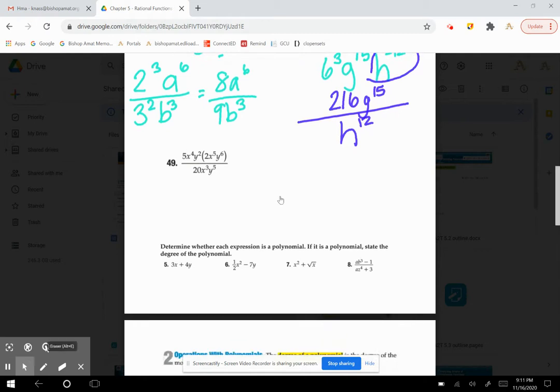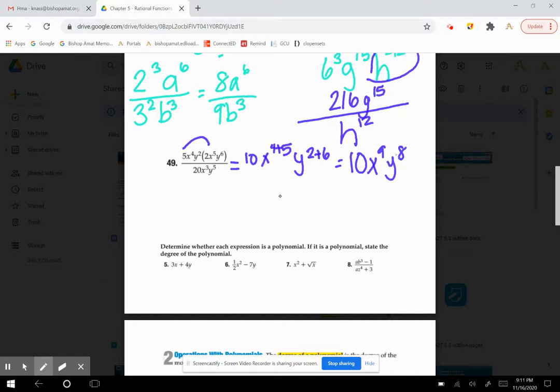Let's look at 49. It's a little bit more going on. So I would bring together the top. My coefficients go together. 5 times 2 is 10. We're adding. So this is x to the 4 plus 5 and y to the 2 plus 6, which gets you 10 x to the 9th, y to the 8th, over 20 x cubed y to the 5th.